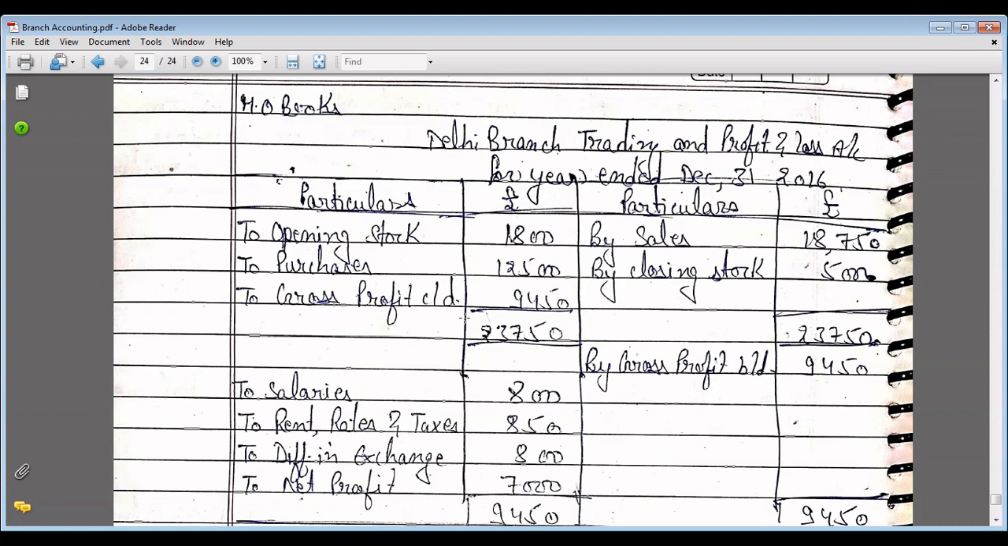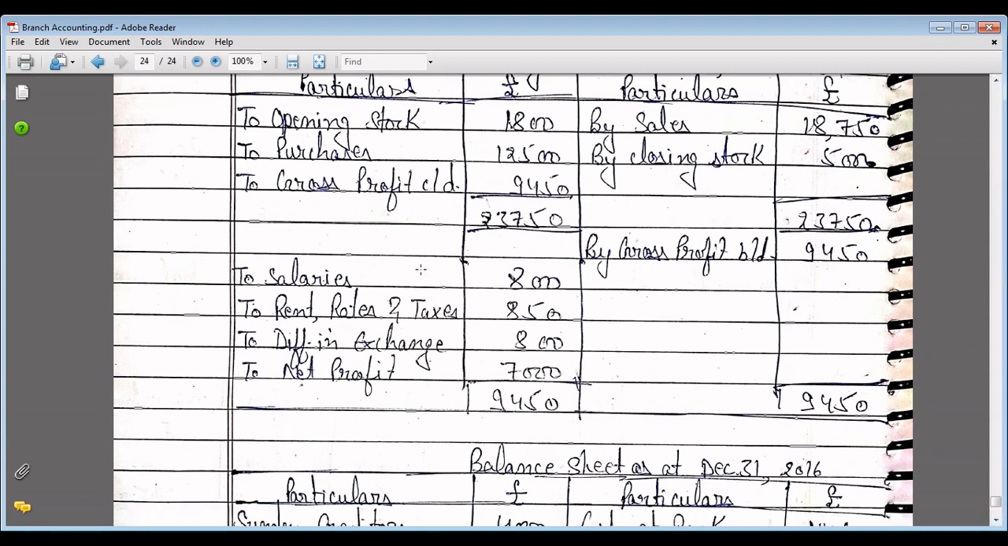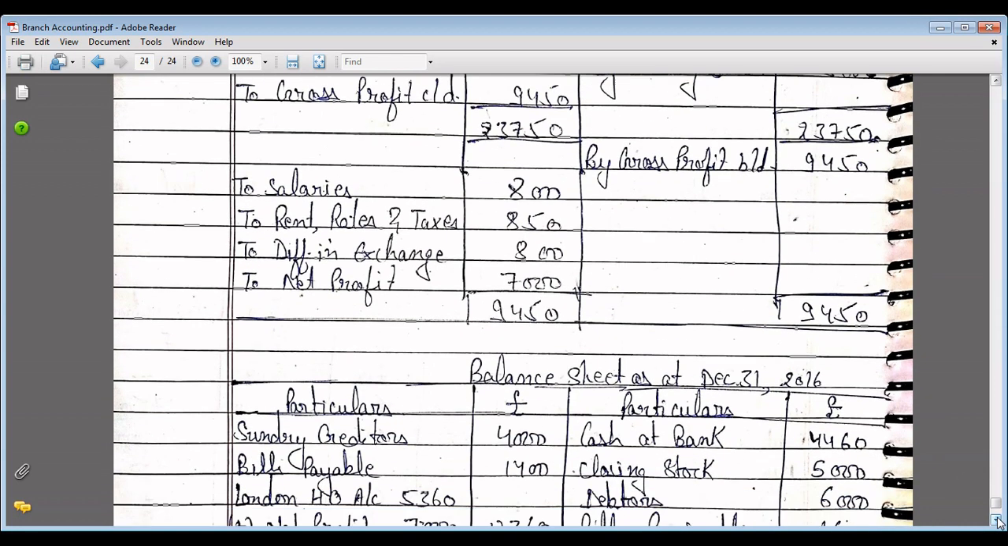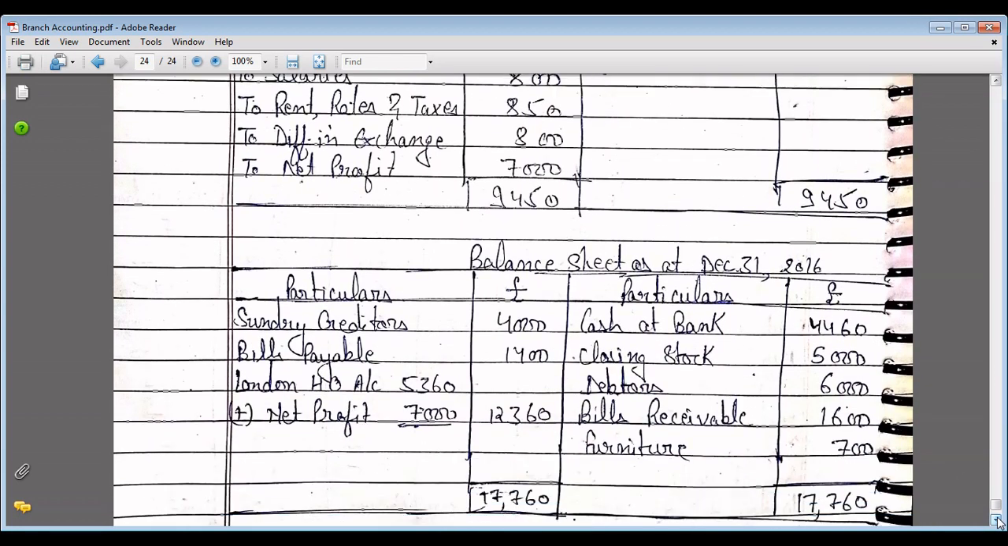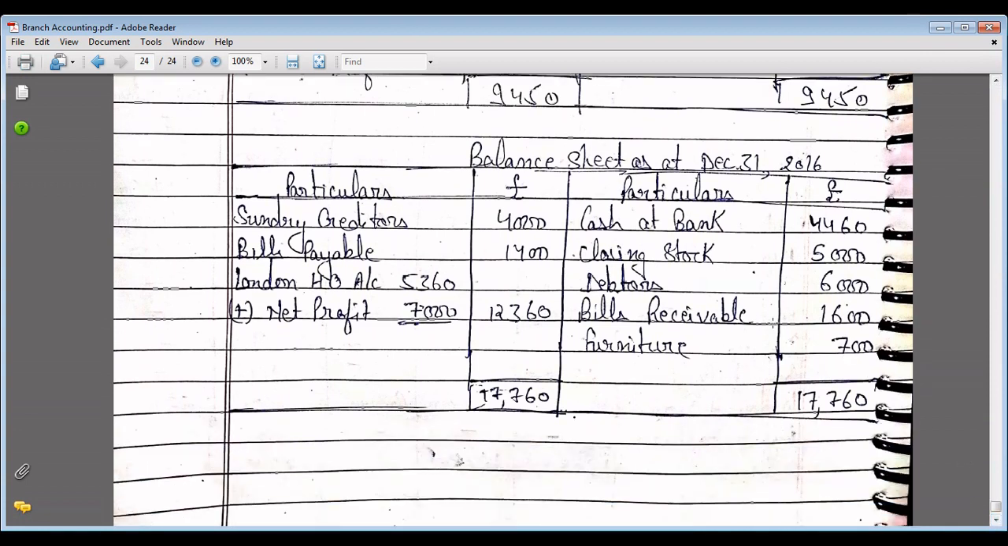And the difference will be the gross profit, that is 9,450 pounds. Then we will transfer this gross profit to the P&L account. By gross profit 9,450 pounds. Then here we write the expenses: to salaries 800 pounds, to rent rates and taxes 850 pounds, to difference in exchange, that is 800 pounds, and the difference will be the net profit which is transferred to balance sheet, that is 7,000 pounds. After trading and P&L account, we will make balance sheet as at 31st December 2016.